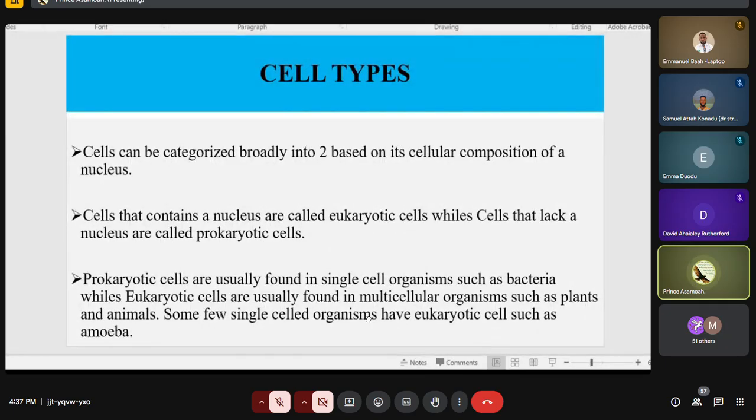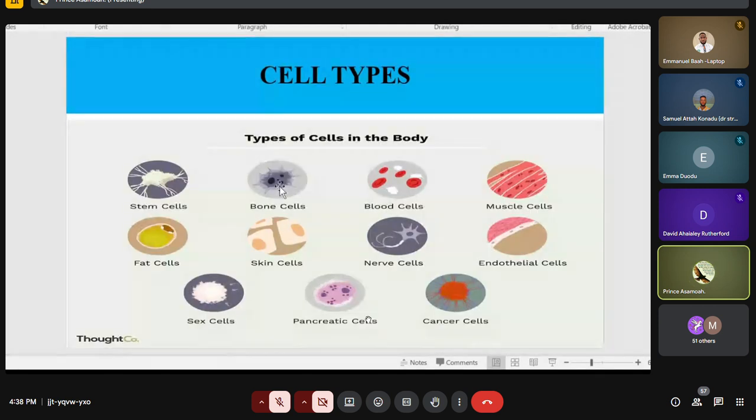Now we are saying that cells can be categorized broadly into two based on the cellular composition of a nucleus. So we have the eukaryotic cell that has a nucleus, and then prokaryotic cells that lack a nucleus. As all of us, our cells are eukaryotic because we have a nucleus in there. Prokaryotic cells are usually found in single cell organisms such as bacteria, while eukaryotic cells are usually found in multicellular organisms like plants and animals, except some few single cell organisms that have eukaryotic cells, like amoeba. So all of us have eukaryotic cells. Since we have eukaryotic cells, let's look at the types of eukaryotic cells that we have.